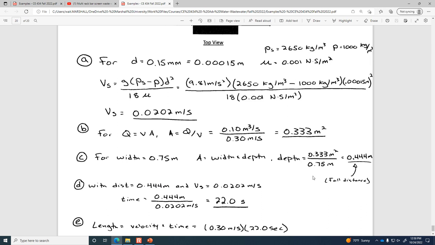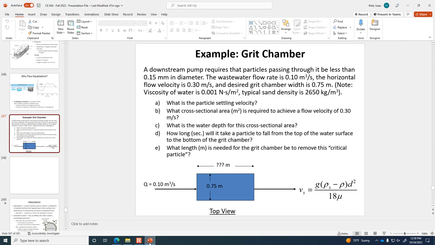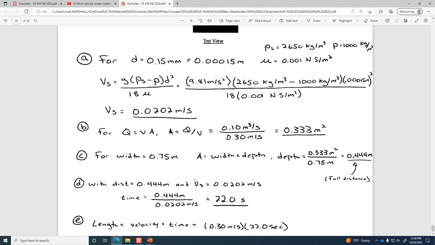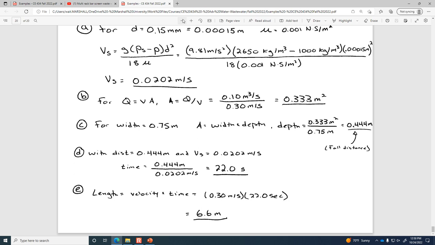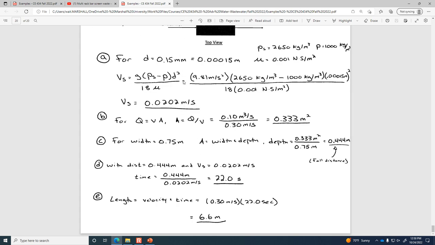So it's going to take 22 seconds to fall that distance of 0.44 meters. And if it's taking 22 seconds to fall, what we need to know is the length of this. What distance is the water going to travel over the course of 22 seconds? It's going to go through 6.6 meters. So that would tell us basically how big the grit chamber needs to be to remove this critical particle, which has a diameter of 0.15 millimeters.